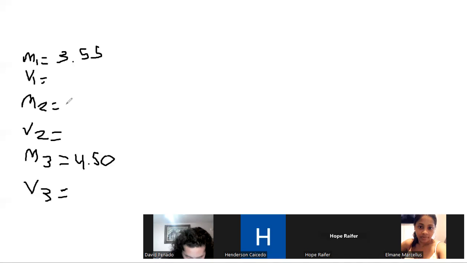So we have M2, which is 5.65. And our volume is 0.25 liters. In milliliters, that's 250. So first, we have to find the volume here to get the volume down here.